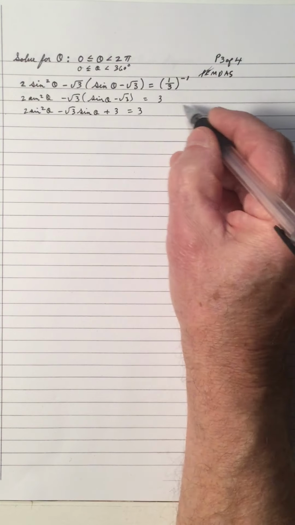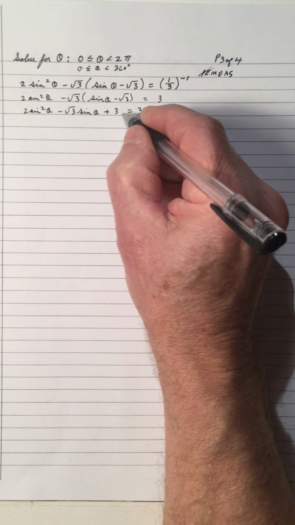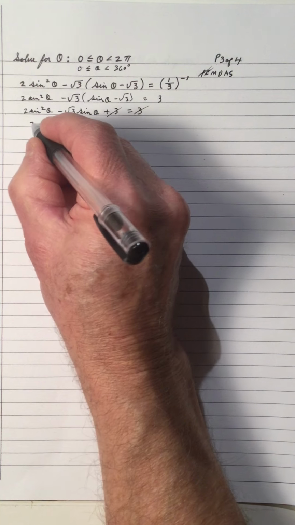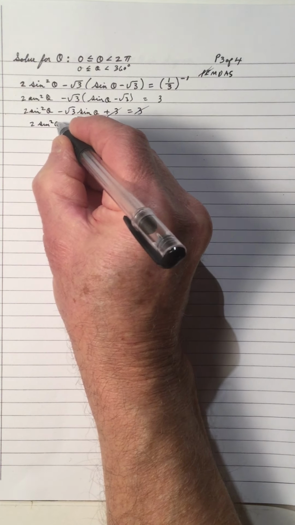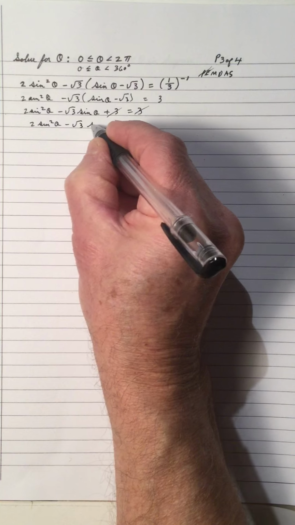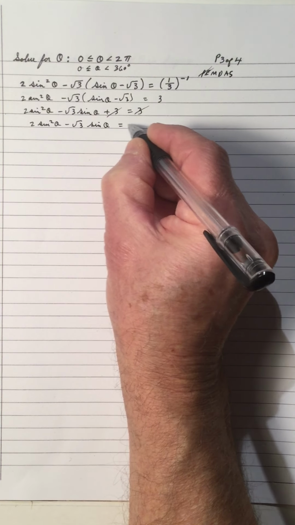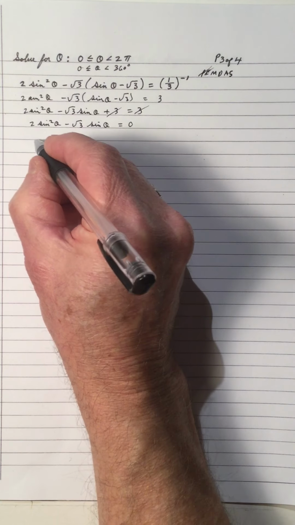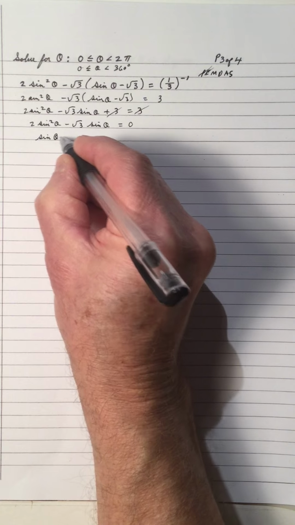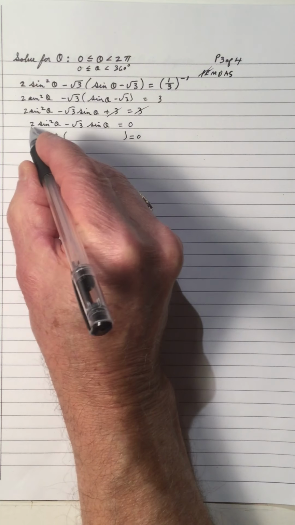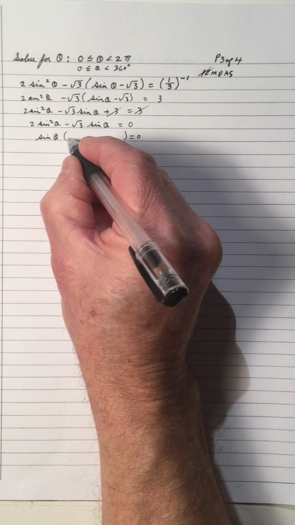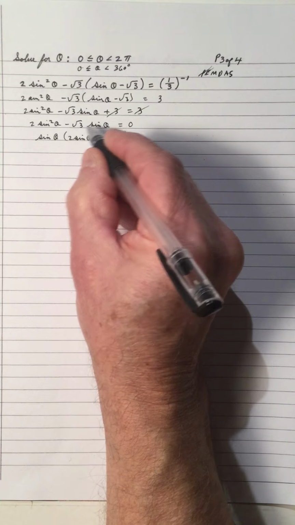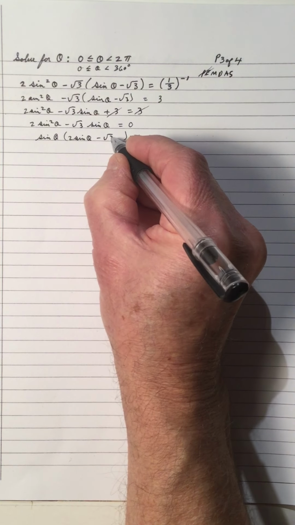So now we have a 3 on each side. So I could move this 3 over and make it negative, but we can scratch those out because they're on opposite sides. So that means that 2 sine squared theta minus root 3 sine theta is equal to 0. And now we look for our first rule in factoring, which is GCF, so we'll take the sine theta out. Sine is common in both terms. So 2 sine squared divided by sine is 2 sine. And a negative root 3 sine divided by sine is negative root 3.